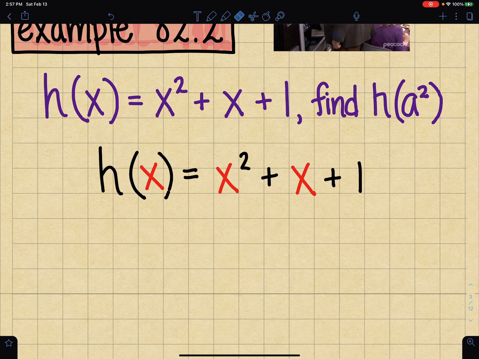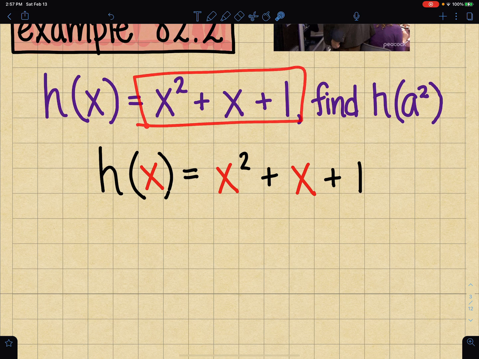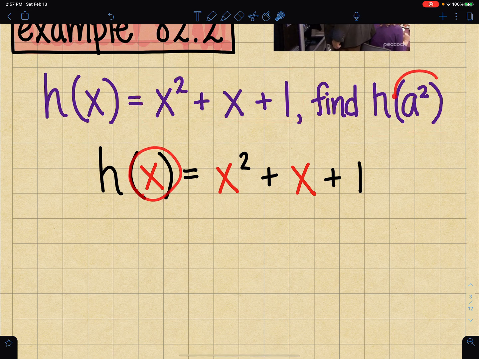h of x is equal to, this is the machine now, x squared plus x plus 1. And it wants us to find h of a squared. Okay, now it's just giving you a variable, not exactly a number, which is totally fine. You can still do the problem. It's just whenever there is an x, you're going to plug in this instead. Okay, so here we go.